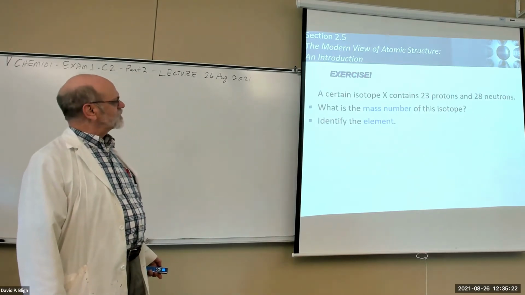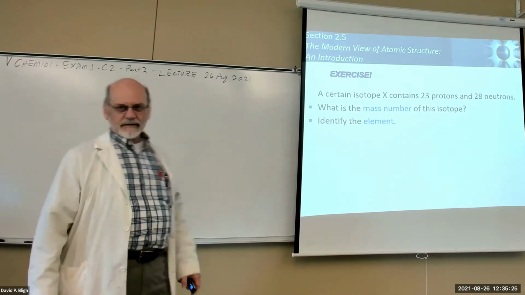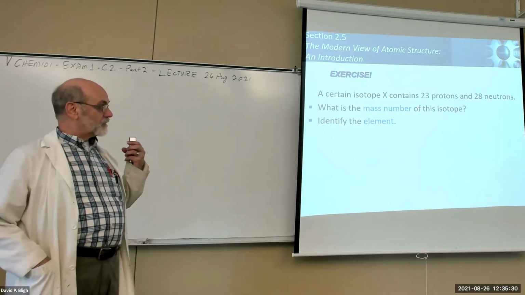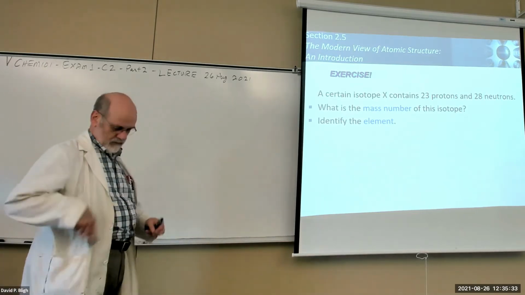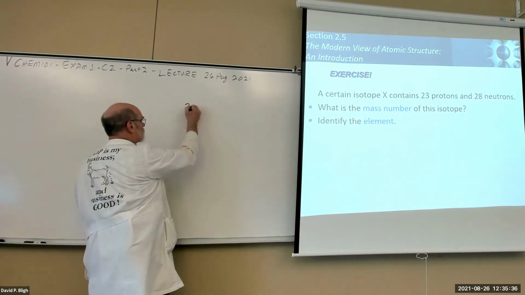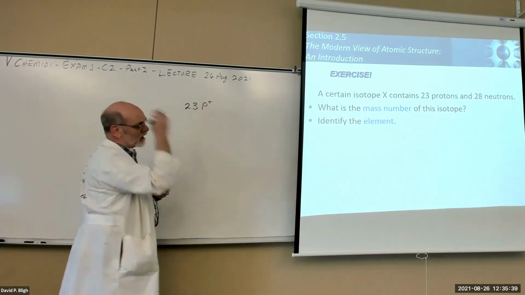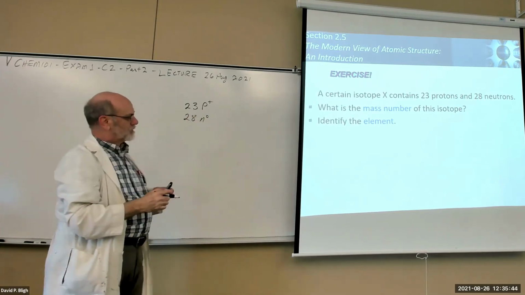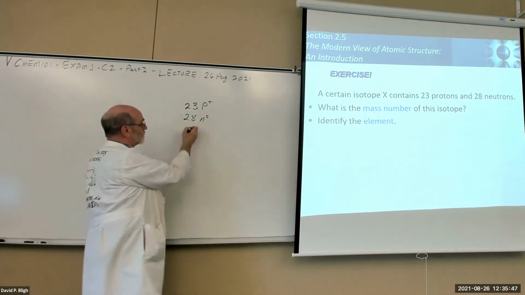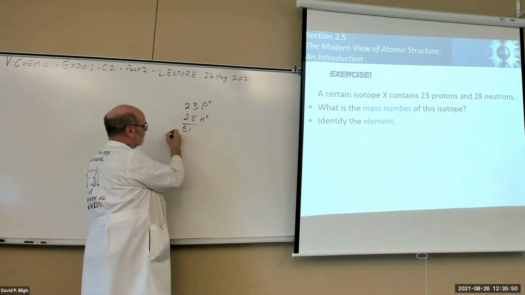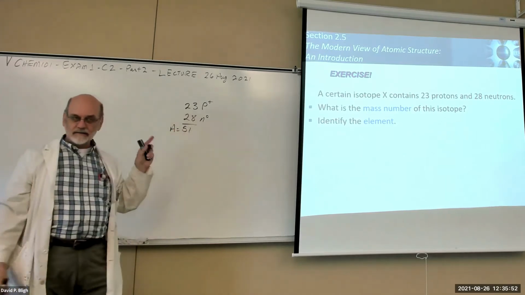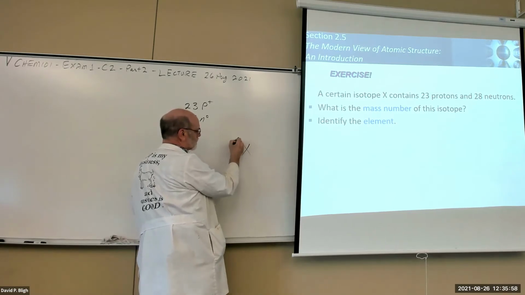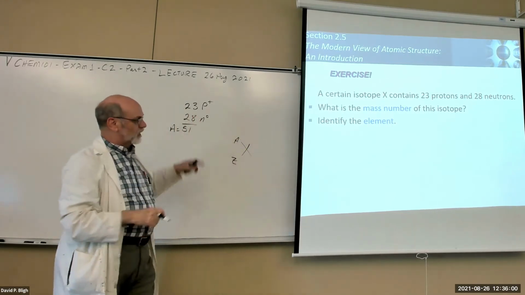Okay, did we do this exercise? Right. This is just to see if we've got a good handle on things. If your isotope has 23 protons and 28 neutrons, the mass number should be easy, just add them together, right? 51. So we're calling that A. When we write our symbol, this is the number of protons and this is the mass number. So that's 51 mass number.